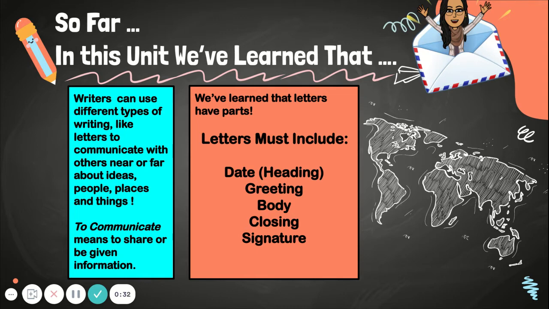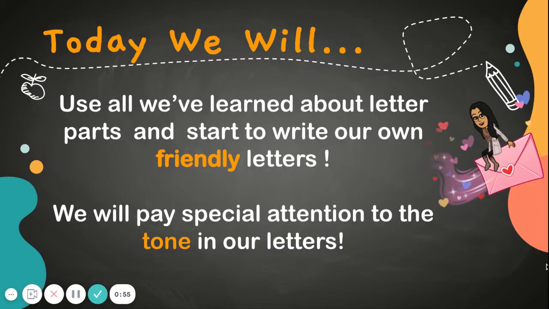We've also learned that letters have parts, and letters must include a date, which is sometimes called a heading. It has to include a greeting, which has a comma in it, and a body. This is where you write all the things you want to say to the reader. It's followed by a closing and your signature, which is your name. Today we will use all we've learned about letter parts and start to write our own friendly letters.